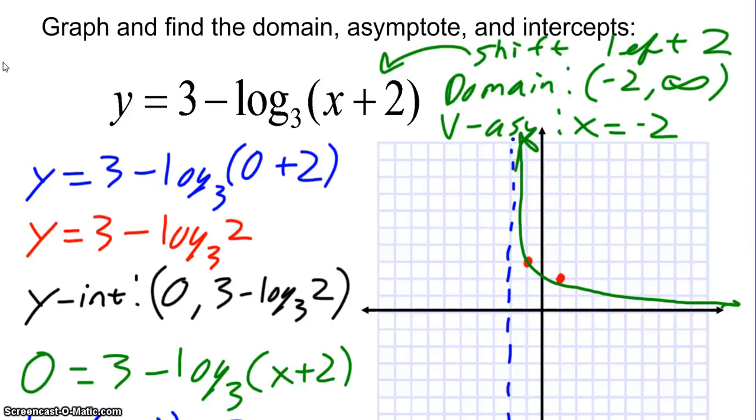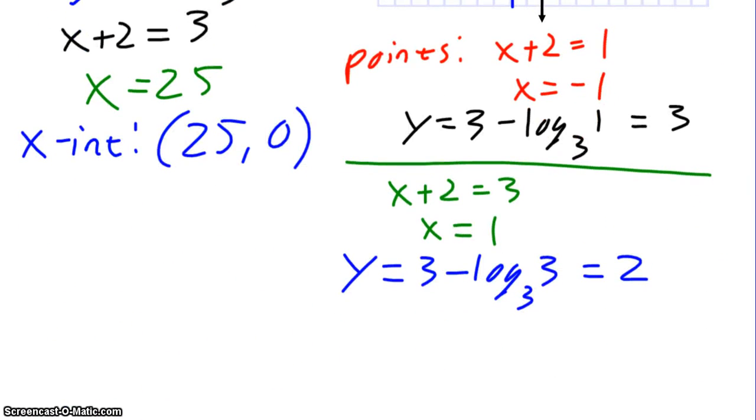Well, I know that if I look here at the x plus 2, if x plus 2 equals 1, then the entire log quantity is going to be 3 to what power equals 1, and that's going to be 0. If x plus 2 equals 3, then the entire log quantity is 3 to what power equals 3, which is 1. So that's the work that you see down here on the right.